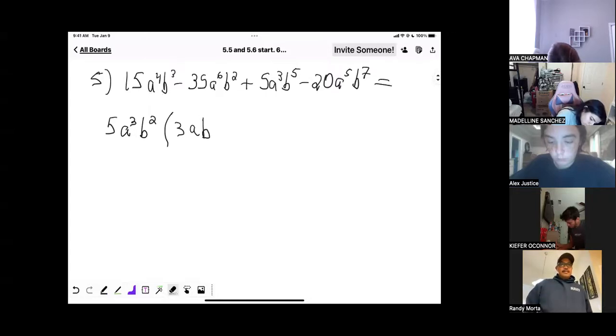What I'm doing is I'm taking each one, let me underline. I'm taking this and I'm dividing by that, well, not in my head, but without having to write it. So negative 35 divided by 5, that's minus 7. A to the 6th divided by a to the 3rd, that means 3 a's are left. B squared divided by b squared, okay, b's are gone. I don't have any b's left.